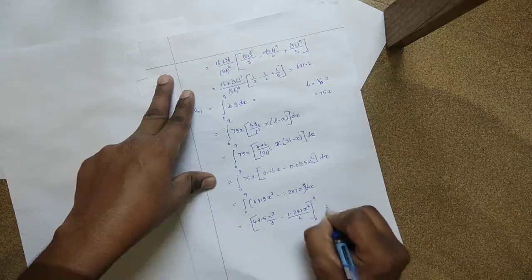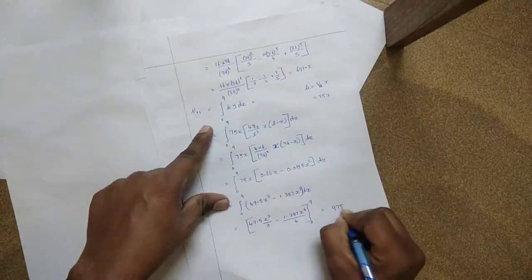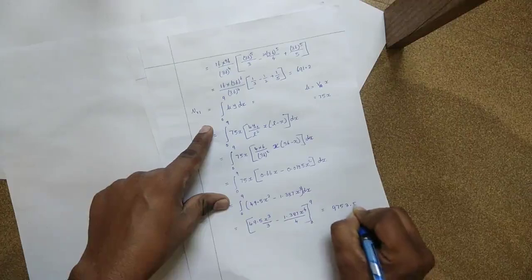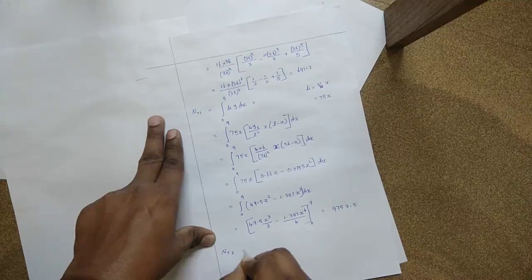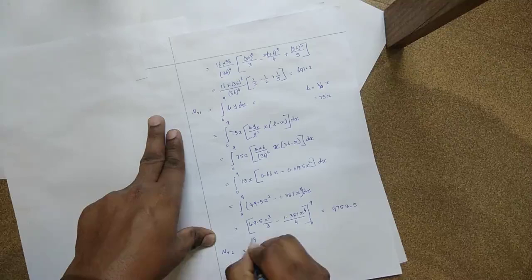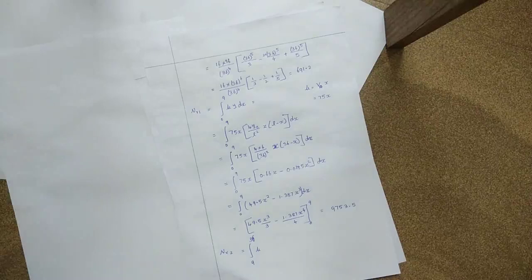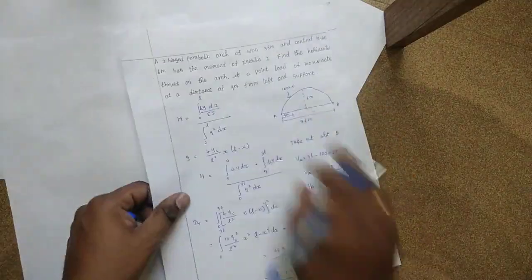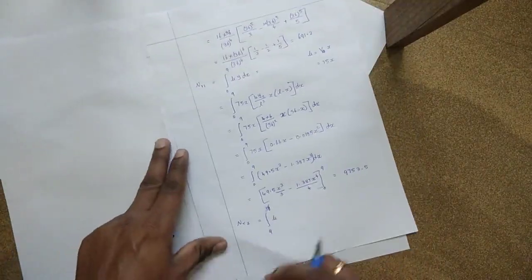If you substitute the values inside, we get 9753.5. So this is the numerator 1 value. Next, we are going to calculate the numerator 2 value, that is from 9 to 36, because we need to integrate the portion before the application of the load and after the application of the load. So this arch gets split into two: one is from 0 to 9, another is from 9 to 36. So I am going to apply 9 to 36.